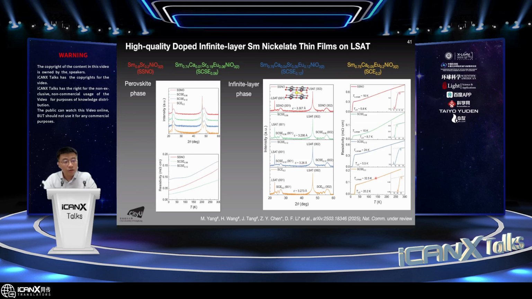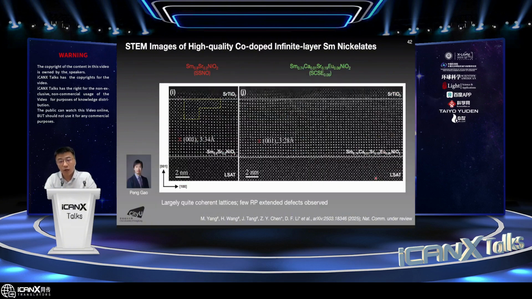Collaborating with Professor Peng Gao's group at Peking University, we were able to look at the crystallinity and crystal structure under the electron microscope. If you look very hard under the microscope, you do see occasional extended defects marked by these lines. But in the majority of the thin films, we can see a very coherent lattice, demonstrating the high quality of these thin films.